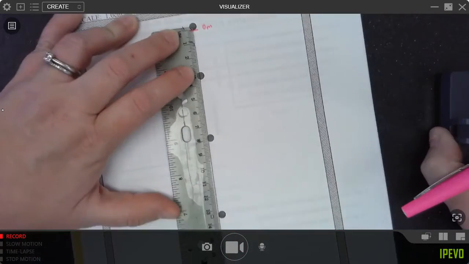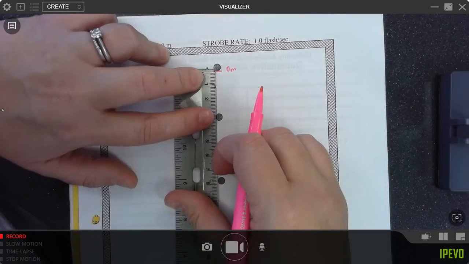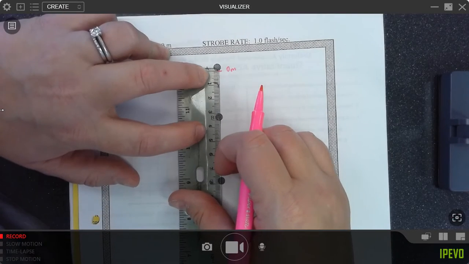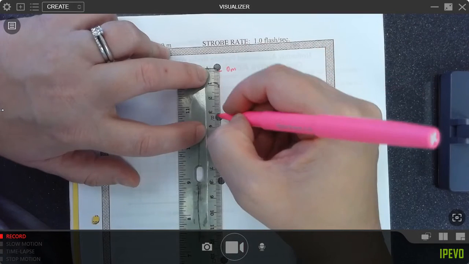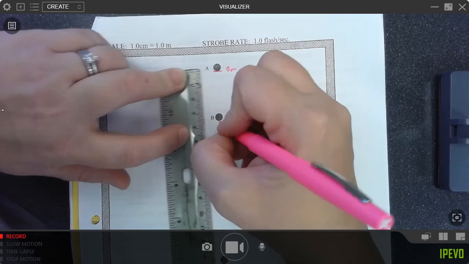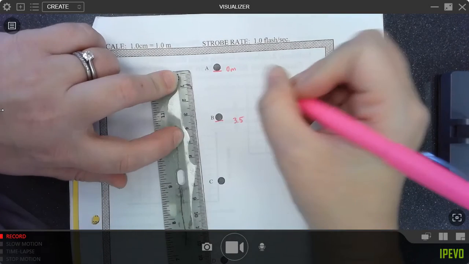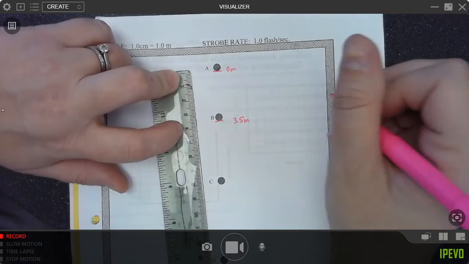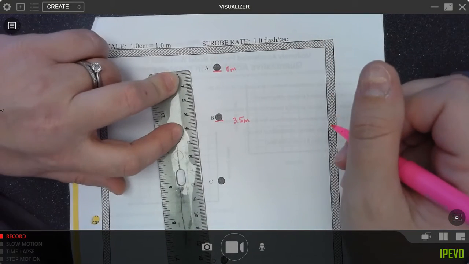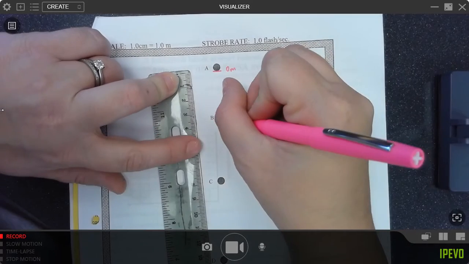I'm going to scooch my stuff around here because I like to look at it from above so that I make fewer mistakes. And when I measure it from the bottom of the ball to the bottom of the next ball, I get a distance of 3.5 centimeters, which means it's going to be 3.5 meters. But I've measured downward, right? So should this be positive or negative? It should be negative, right? So we're going down.